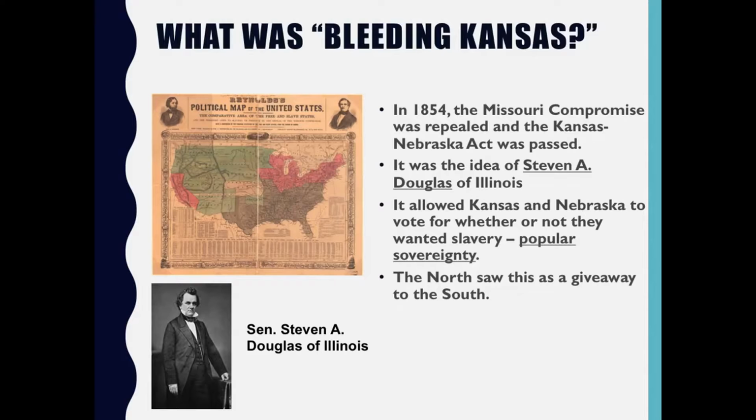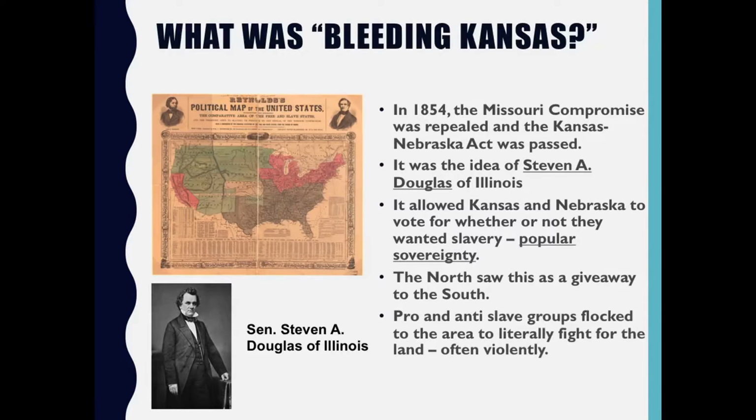So the North saw this as a giveaway to the South. They said, why are we giving up the rights we had, because these are areas that are north of the Mason-Dixon line. They should not be open to slavery. And basically, we're throwing away what we won in the Compromise of 1820 to make the South happy again. The South is like the spoiled, rotten brother or sister who always gets what they want because they cry all the time. And that's kind of how the North looked at the South at this point.